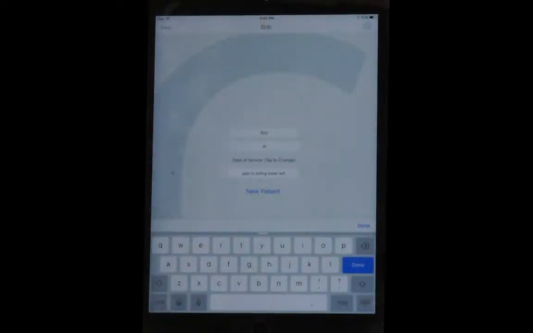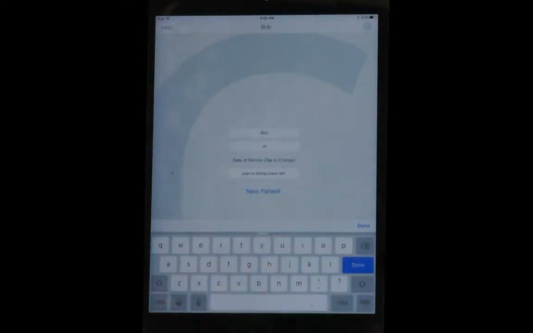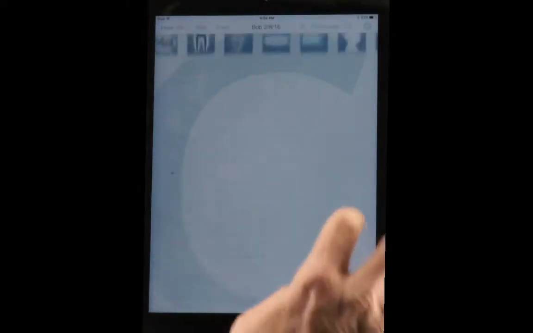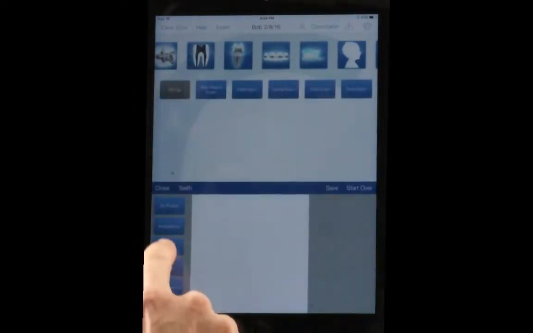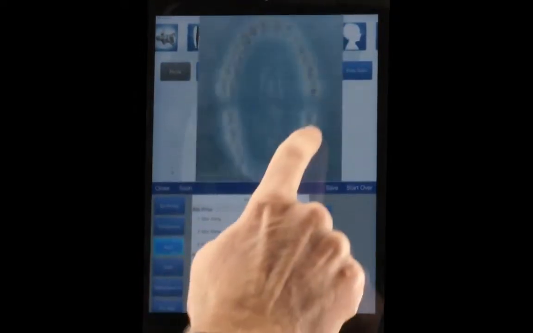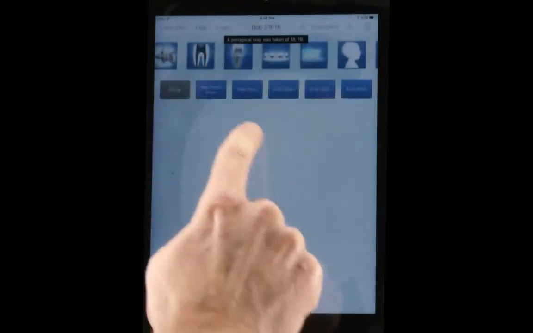This is John, and if you give me a couple of minutes, I'm going to show you how easy it is to write detailed notes with C Notes. So we have our patient here, Bob, and his chief complaint is he has pain to biting on the lower left side. So we're going to go ahead and go into the exam mode. Preoperatively, we're going to take an X-ray, and the X-ray is going to be 18-19 area. Press periapical and close out.